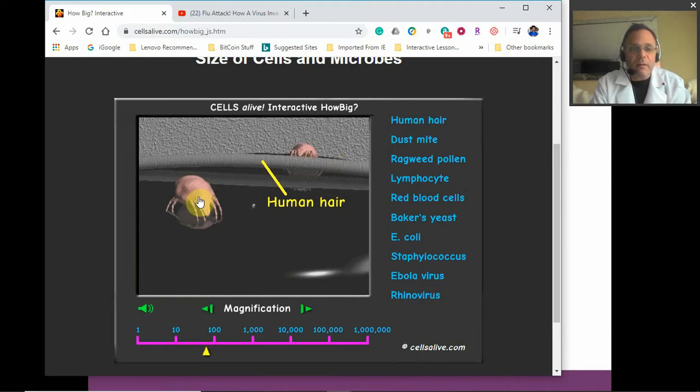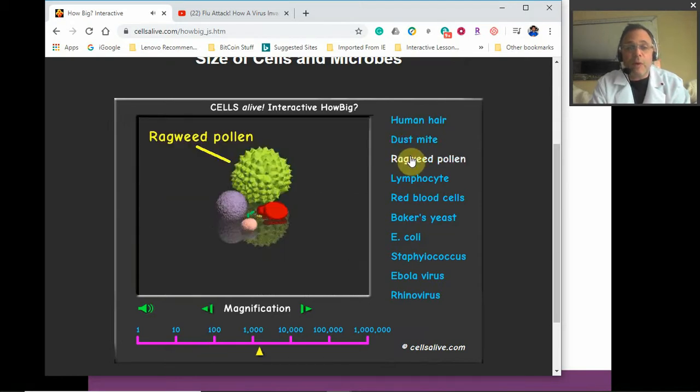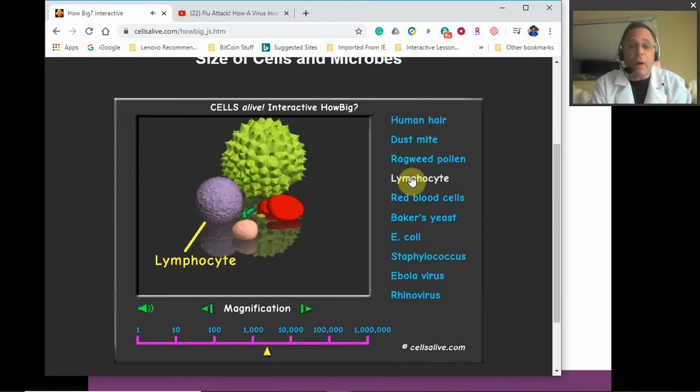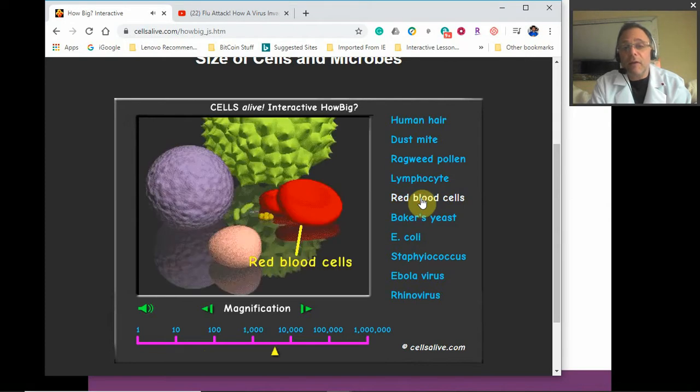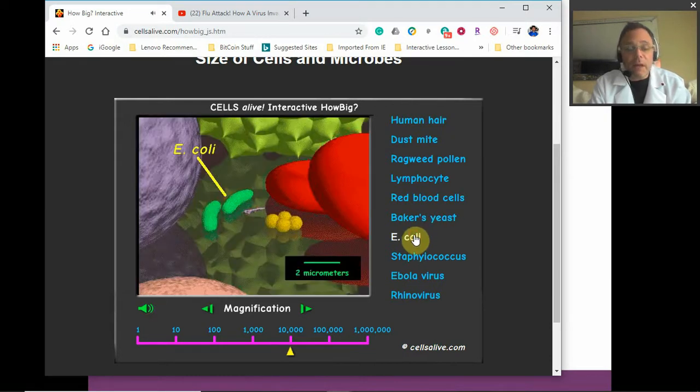And living within the hair are dust mites. And here's some ragweed. Ragweed is a type of pollen that might cause hay fever. And let's take a look at these other structures. Let's zoom in. Here is a lymphocyte, a type of white blood cell. Here's your red blood cell. Baker's yeast, used to help make bread and other items. E. coli, that's a bacteria.